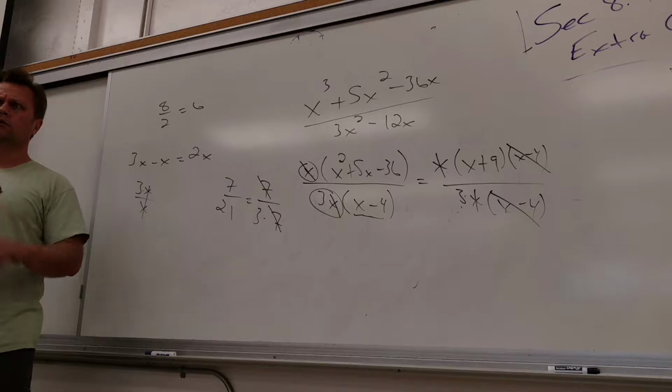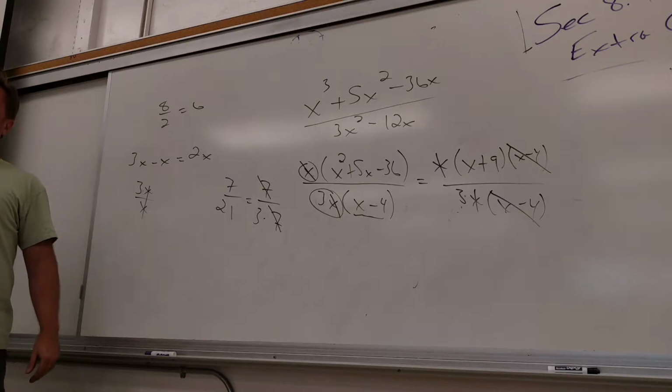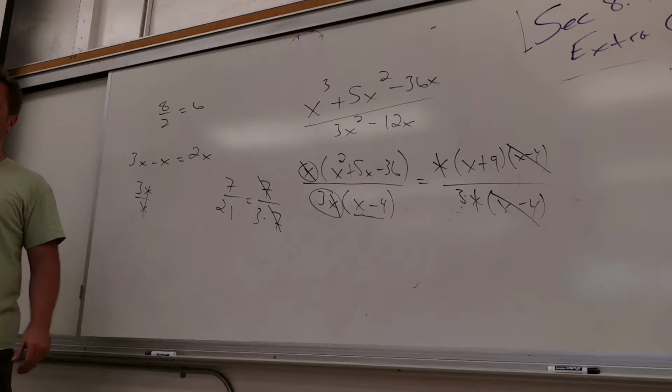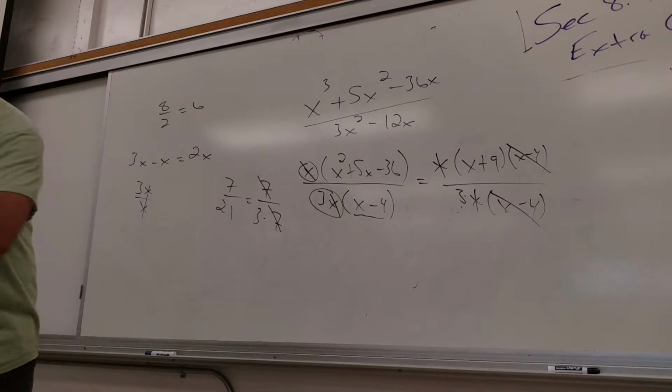Yes? What you're saying is that if it was x over 3 minus x, you can't cross it out. That's also true. Yeah. Okay. Sure.